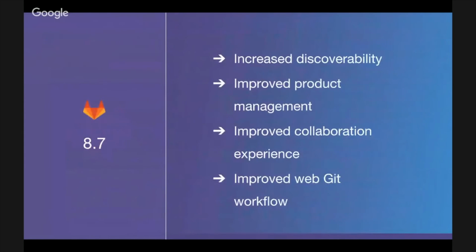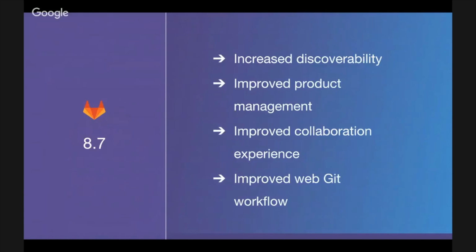The first of these is increased discoverability. With GitLab 8.7, we have made it easier and quicker to find exactly what you're looking for and to get you better results more quickly. Second, we have built some functionality that makes it easier to use the GitLab issue tracker for product management. And I have one feature in particular that I know you are going to love.